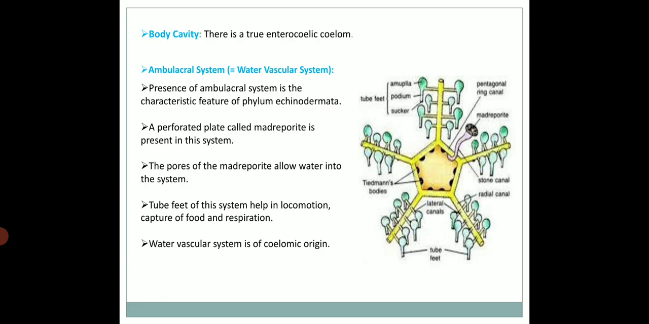And very important, you can see a number of green colored tubular structures, which we call the tube feet of this system, which help in locomotion, capture of food, and also respiration. And altogether the water vascular system is of coelomic origin.